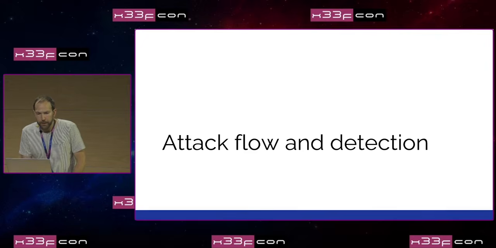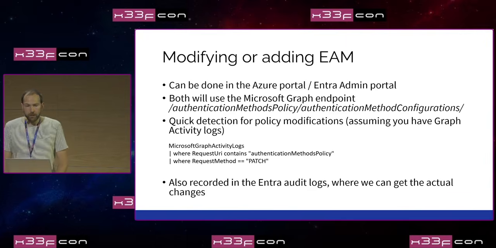So that's the red side. Of course, there are ways to detect this. It's a little tricky sometimes. But for the external authentication methods, we can change them in the Azure portal, in the Entra portal. And actually, this uses the Microsoft Graph REST API to change them. It does a call to the authentication methods policy and then patches the configuration. So if you have the graph activity logs, then you can at least search for the modification of the authentication methods. Of course, the graph activity logs don't record the request body, so you don't know what is changed, but at least you can know somebody changed the authentication methods in your tenant, which hopefully shouldn't be happening that often.